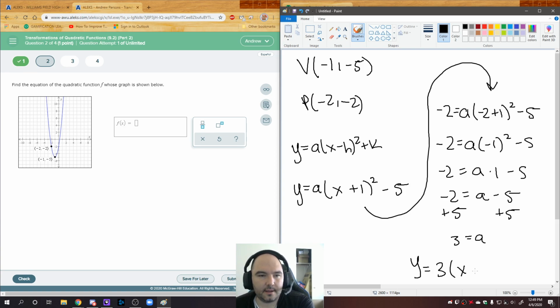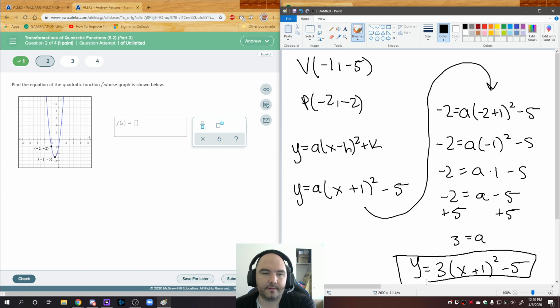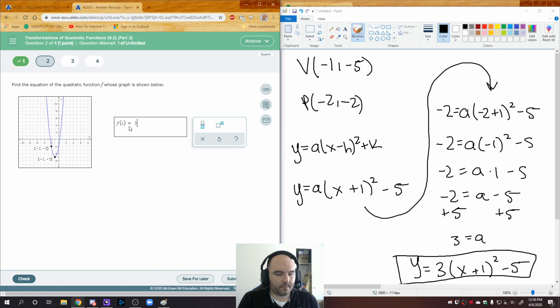x plus 1 minus 5. Again, I'm using the same stuff I did from the bottom of this first column. I just now have an a value, so I'll add that into it to finalize my equation here. 3 times (x plus 1) squared minus 5.